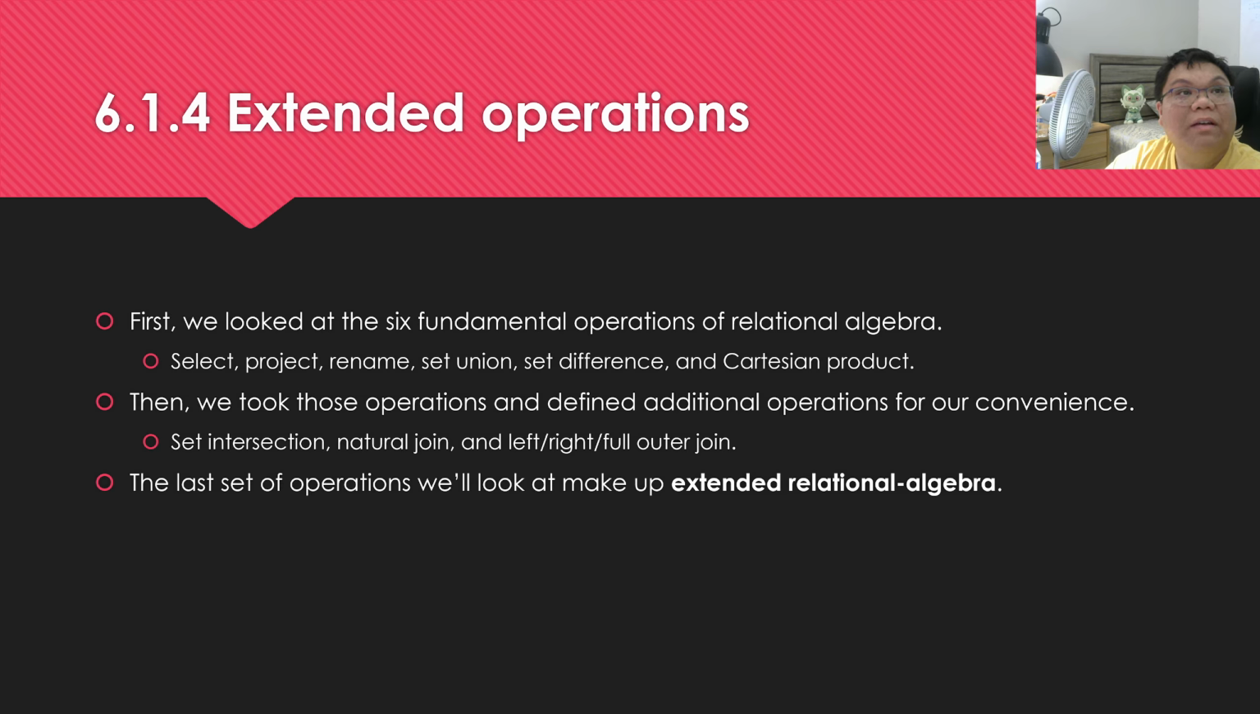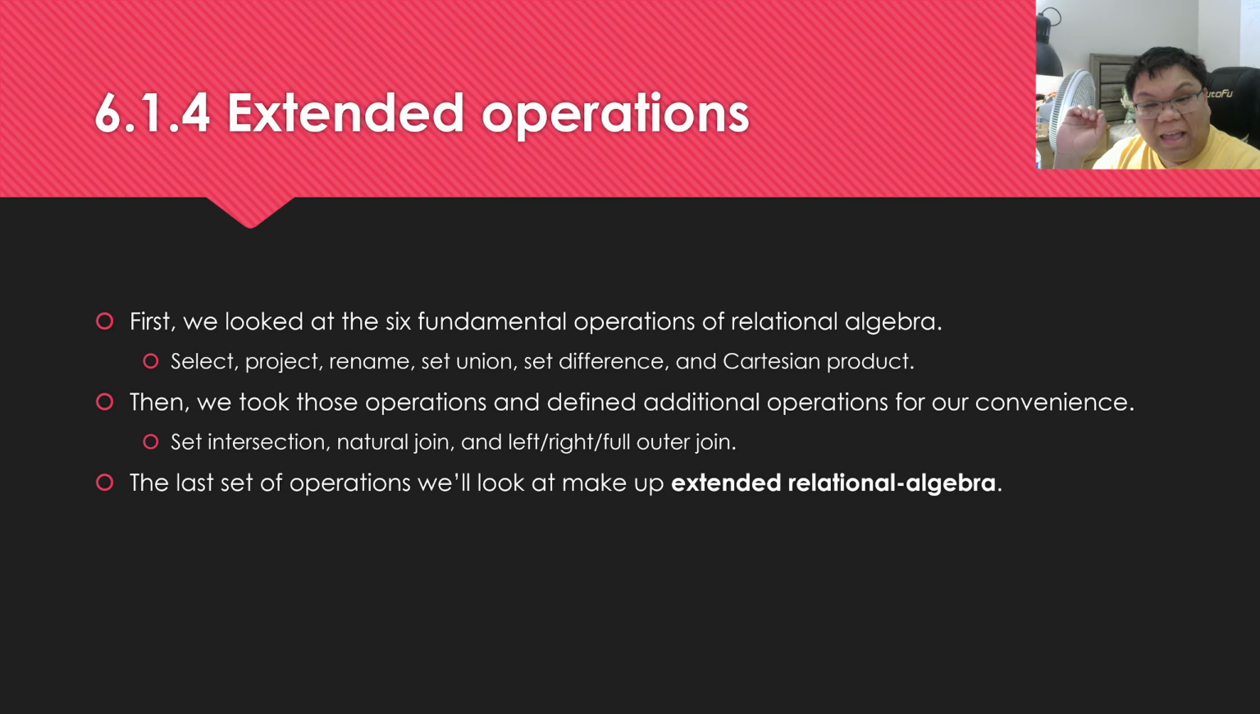So now we have several more operations that we can use in addition to the 6 fundamental relational algebra operations. We looked at the 6 fundamental operations: select, project, rename, set union, set difference, and Cartesian product. Then we looked at additional operations: set intersection, natural join, and left, right, and full outer join. The last ones make up a set of operations called extended relational algebra. So this is an extension to relational algebra.